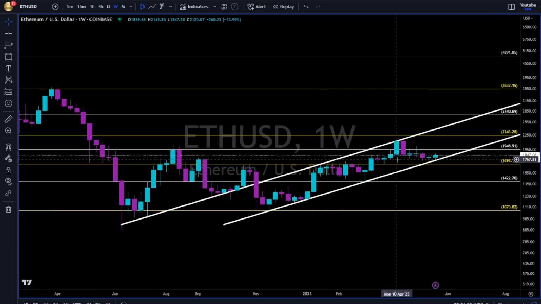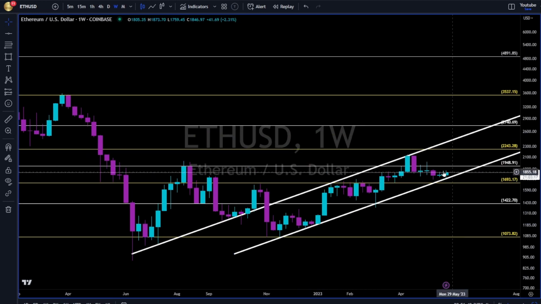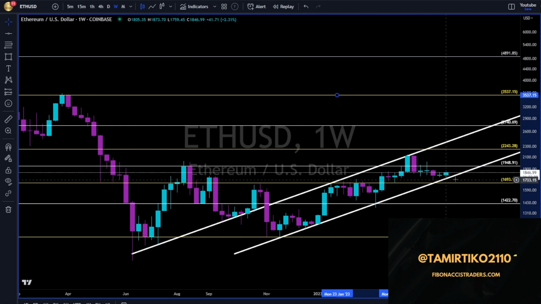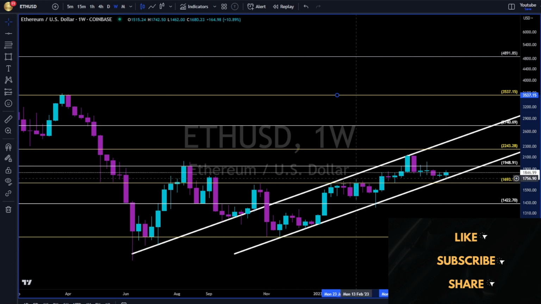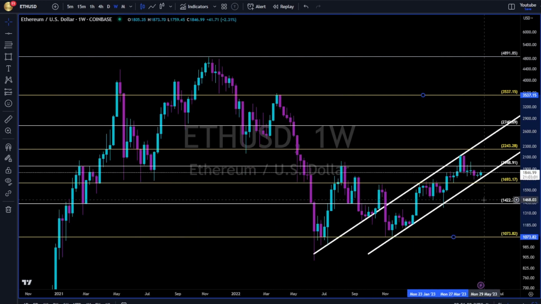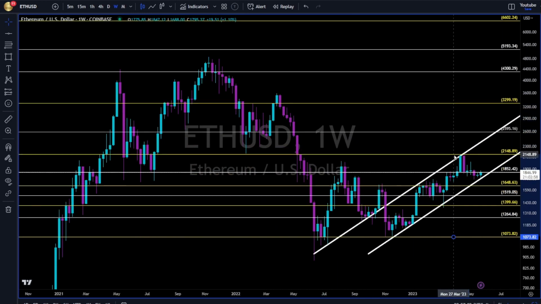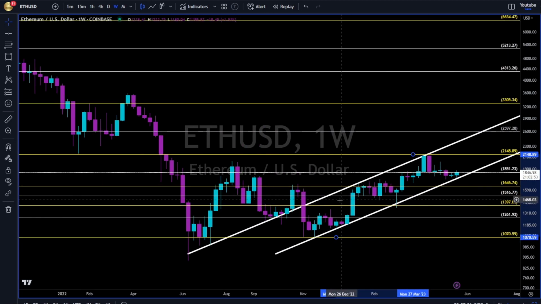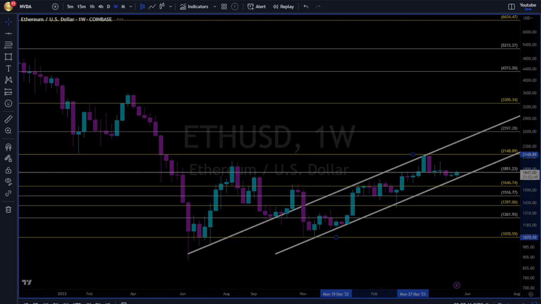Ethereum, same thing, moving sideways inside an uptrend channel. Let's see continuation above the 1950. Above 1950 we are going 2250, and then the upper white trend line. Breaking below this white trend line, below the 1700, we are going towards the 1420. We can make it a little bit more accurate: 1650 needs to hold, then 1520 and 1400.